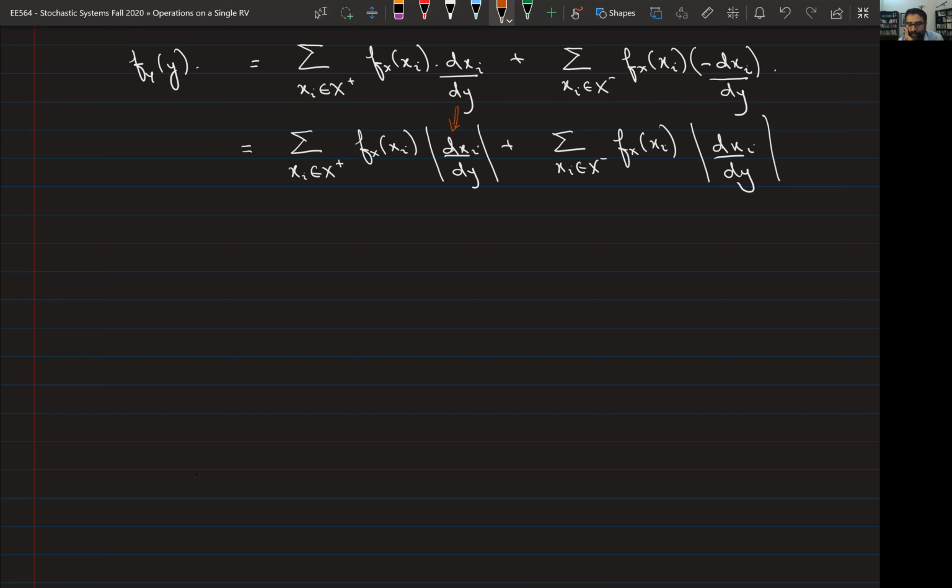How do you take care of the negative part? I mean, what if dxi by dy was negative? तो फिर तो एब्सोल्यूट लेने से वो नेगेटिव साइन खत्म हो जाना था. That means the equation above is not the same as the equation below. So what's the catch here?